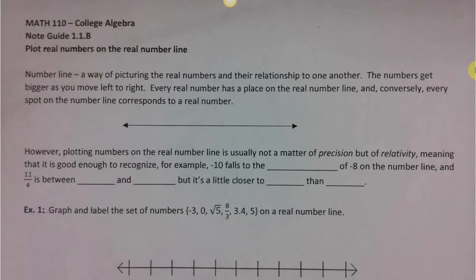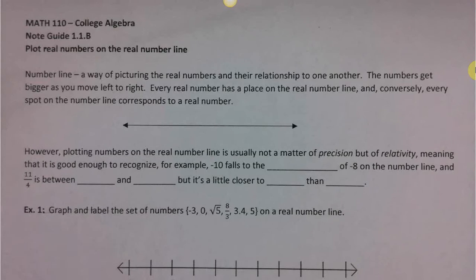The number line is just a horizontal line that we use as a way of picturing the real numbers and their relationship to one another. The numbers get bigger as you move from left to right across the number line. Every real number has a place on the number line, and every spot on the number line corresponds to a real number.